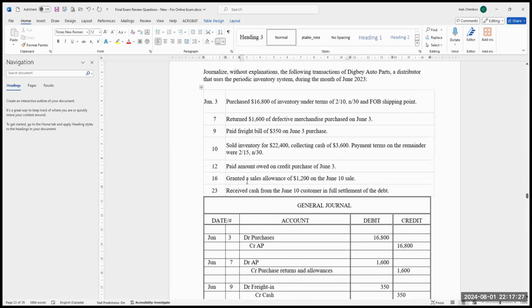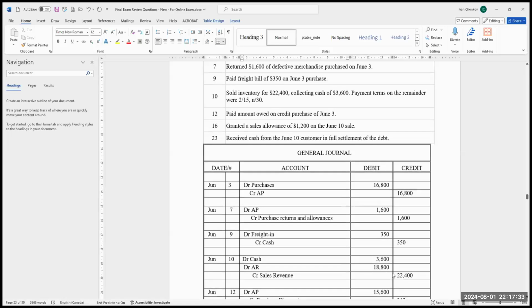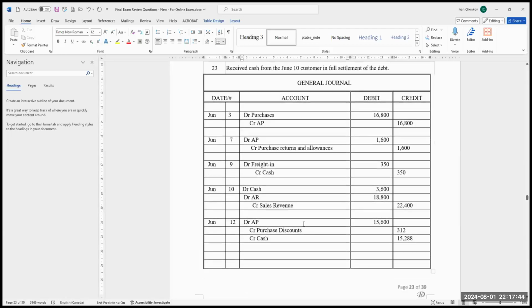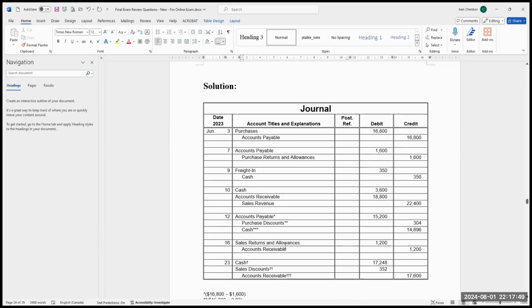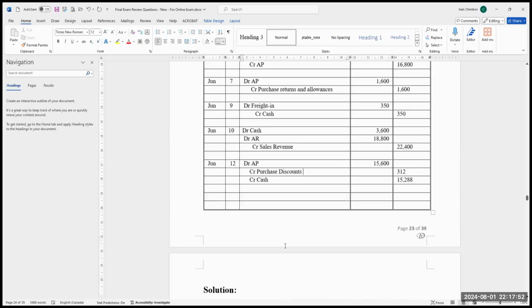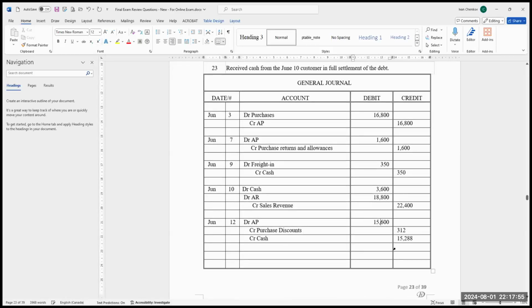Next, we're going to provide a sales allowance for the 1,200, which is going to reduce the amount of the accounts receivable to $17,600. And once we receive the cash, we're going to do exactly the same thing that we did with accounts payable. So 15,200. Yes, I'm wrong here. That's 15,200. If we're using that number, 15,200 times 0.98.